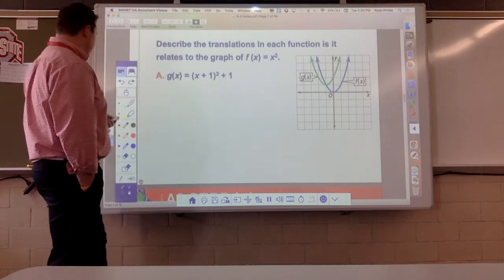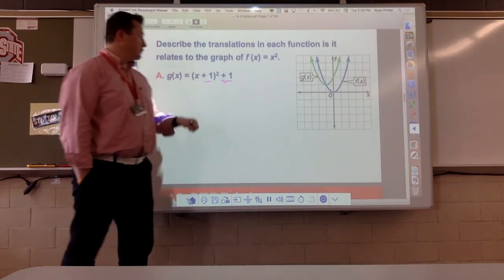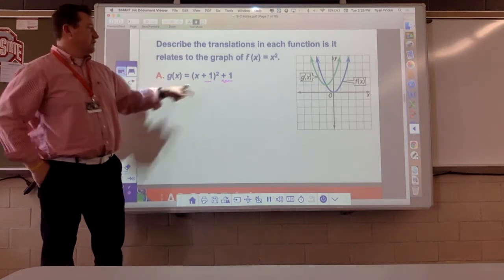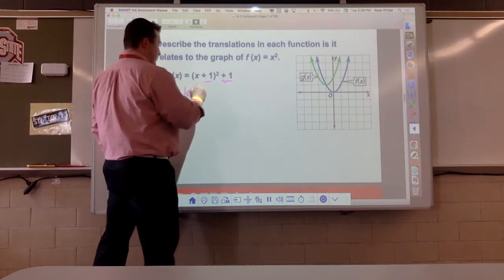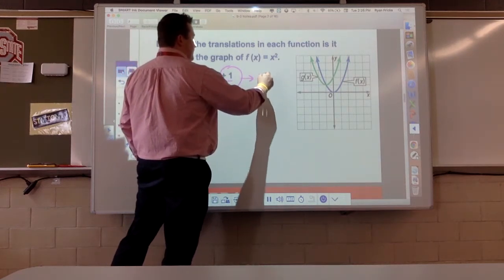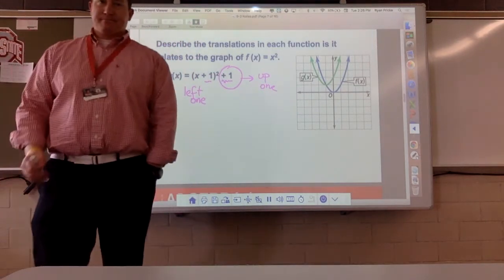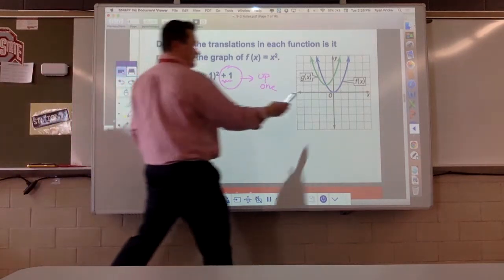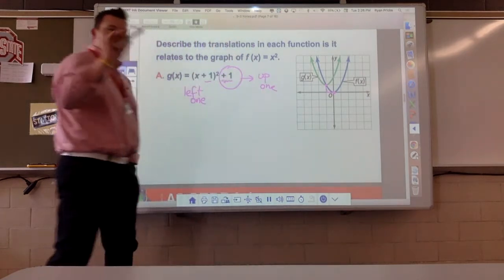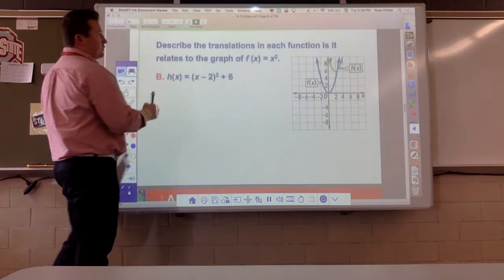All right, now we got multiple moves here. We just have to describe each one. What does that do? What does this do? Okay? So what does the first plus 1 do? Well, it's in our parentheses. This is a left-right move. So this will make it move left 1. Guys, it's the end of the day. Okay? The second plus 1 makes it move up 1. Okay? So left 1, up 1. Again, if I look at the vertex, my vertex went from here to here. Left 1, up 1. Perfect. Got it. All right. Flying through.